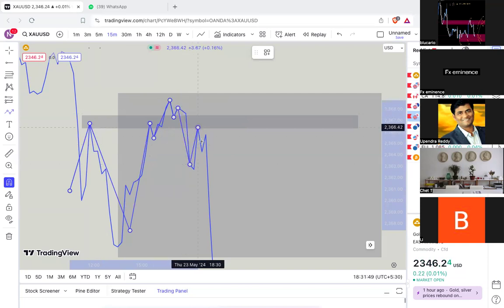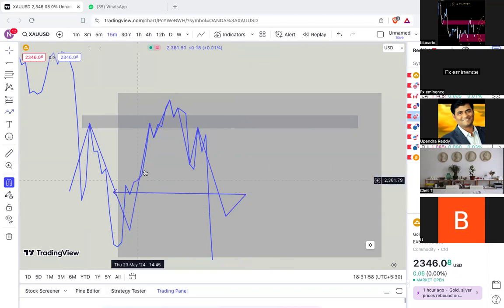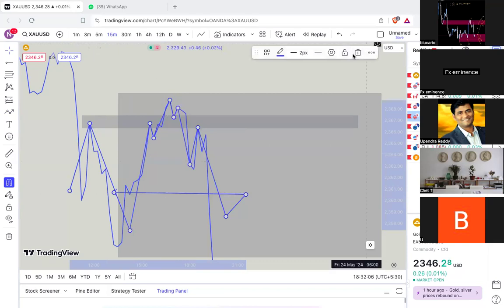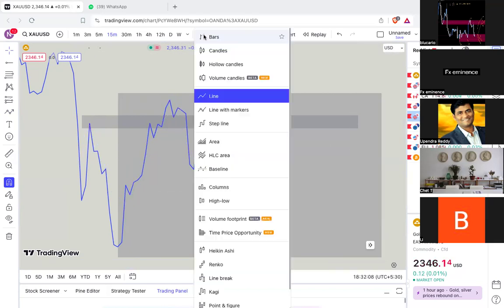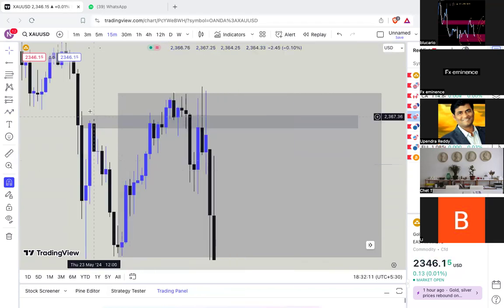Again it acted as resistance. You can see that this imaginary box is acting as support and resistance. Now back to the candle chart and find an engulfing buy or engulfing sell inside this imaginary box.